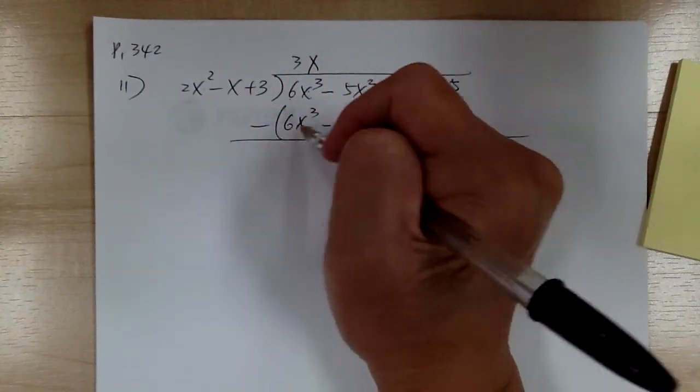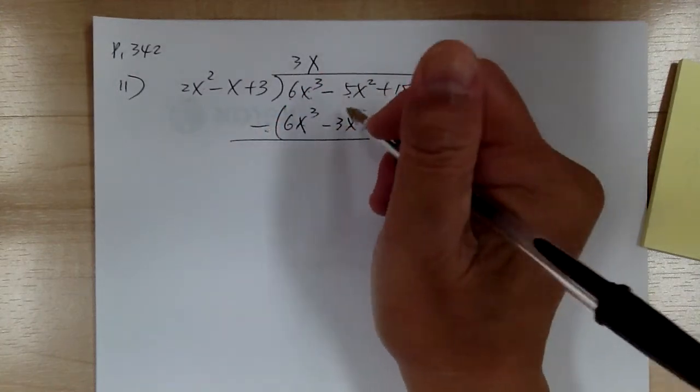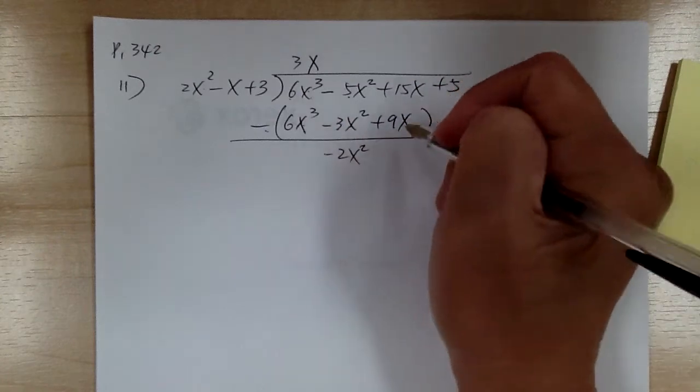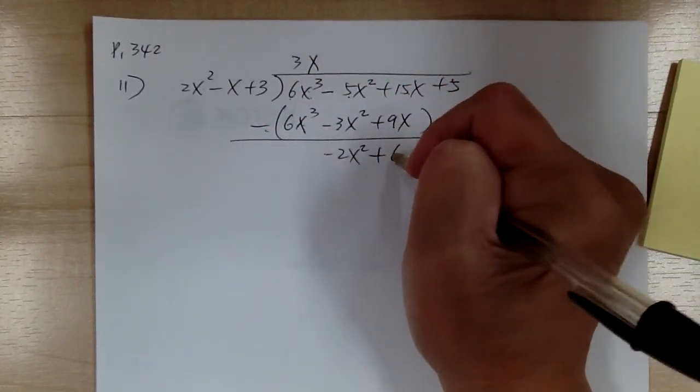Again, the first term will always cancel out. Now you have negative 5 minus negative 3, so this becomes plus 3, which gives you negative 2. And 15 minus 9 will give you positive 6.